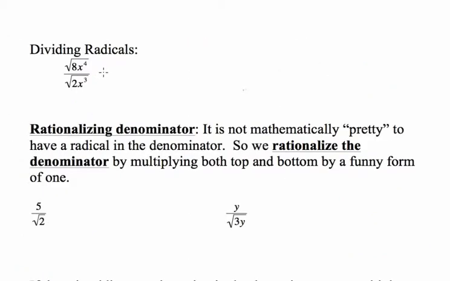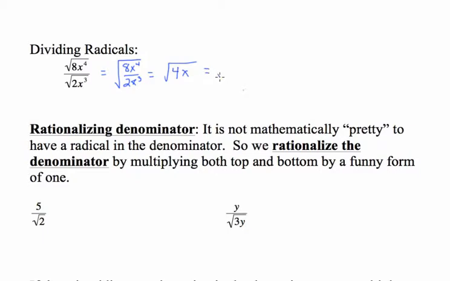To divide radicals, if you have just multiplying and dividing in your radicals and you have a radical on top and a radical on bottom, just like with multiplying, we can make this into one big radical. And then we can simplify this fraction. 8 over 2 is really 4. And x to the 4th over x to the 3rd is really x. So we have root 4x.